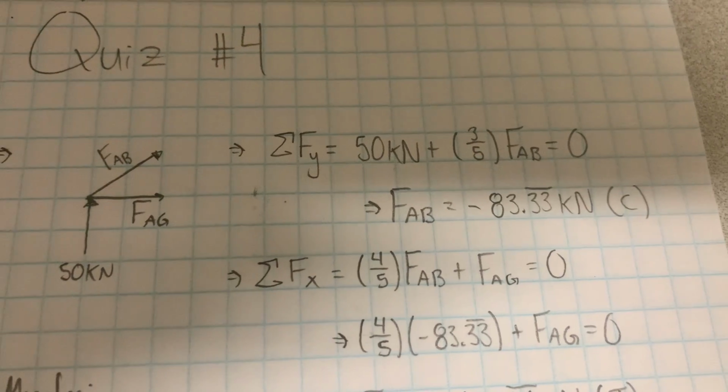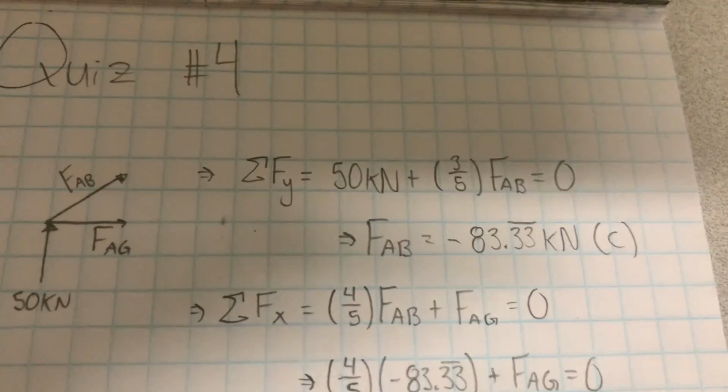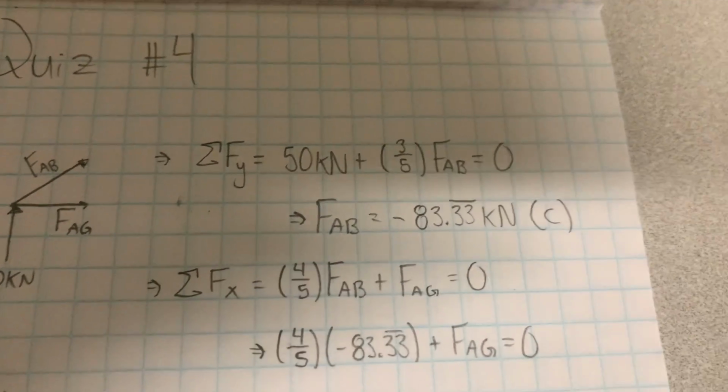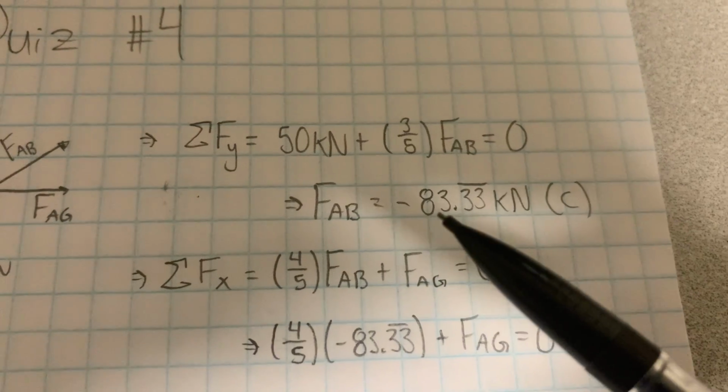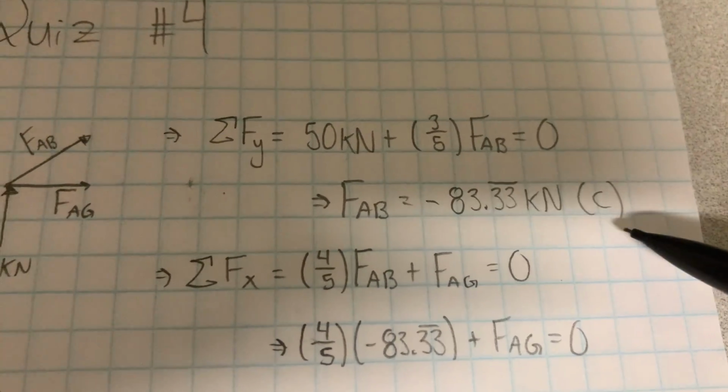And since in these problems we assume that all the members are in tension, when we get a negative force, we just say that it is in compression. So in this case, since it's negative 83.33 kilonewtons, we can say that it is in compression.